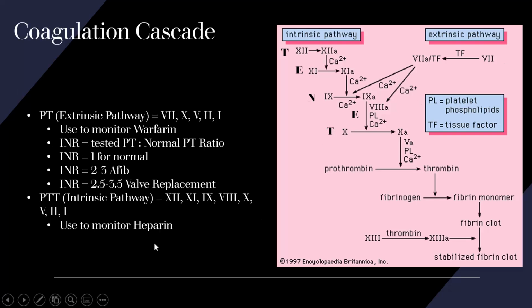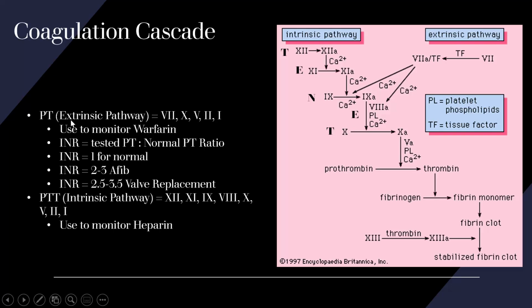Now, what do we have over here? Well, this is the laboratory end of this. How do we actually measure if these are working correctly? And the answer is we time them. Okay, we see the time it takes for the intrinsic to form a clot and the time it takes for the extrinsic to form a clot. And this is called the PT and the PTT. Okay, the PT stands for the prothrombin time. The PTT stands for the partial thromboplastin time.